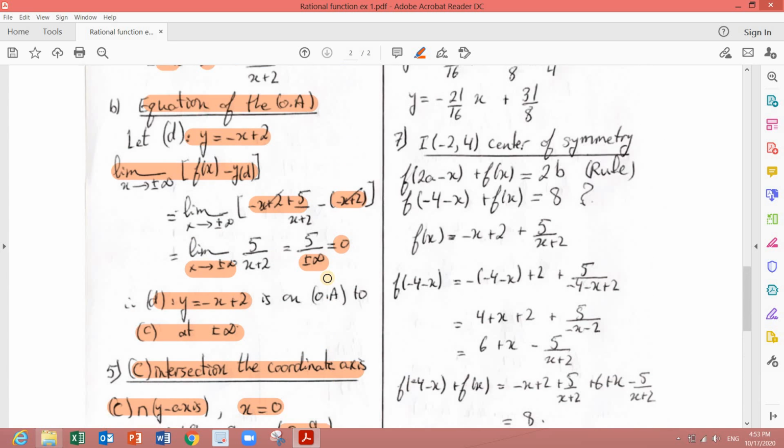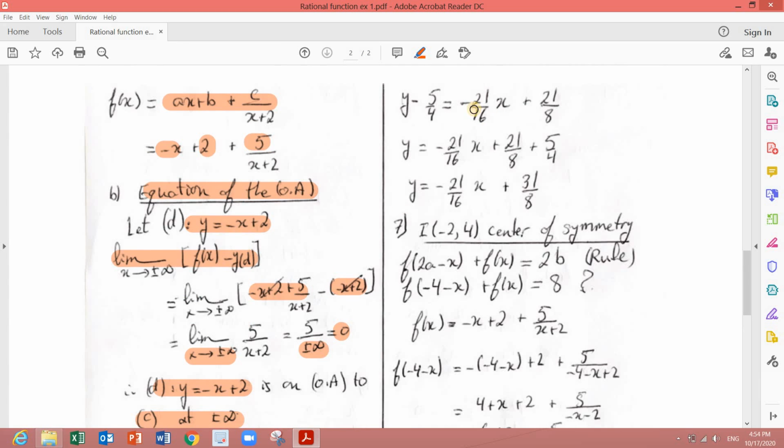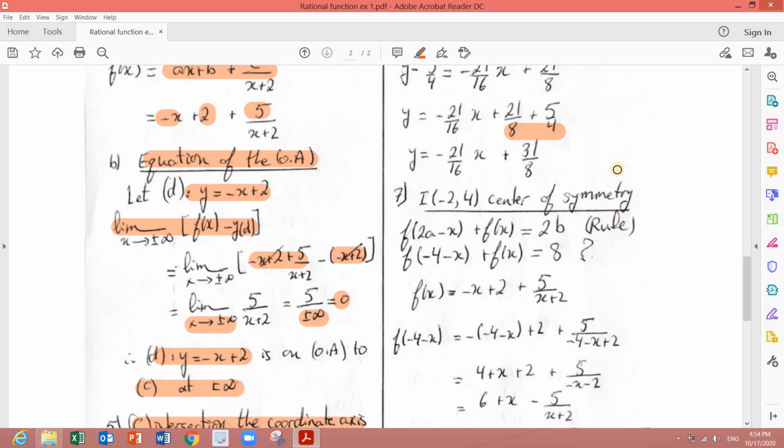Now, by expanding, we expand y minus 5 over 4 equals minus 21x over 16 plus 21 over 8. We bring minus 5 over 4 to this side, plus 5 over 4. We take the LCM for 8 and 4, which is 8. We get minus 21x over 16 plus 31 over 8.